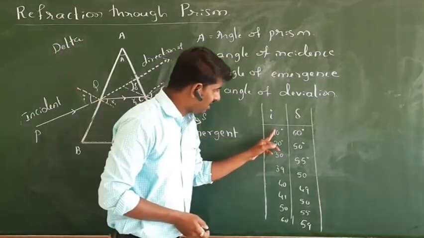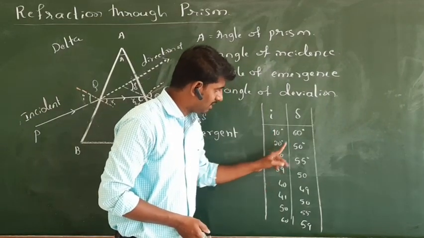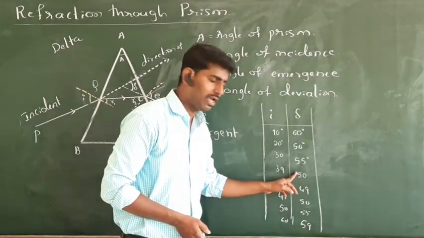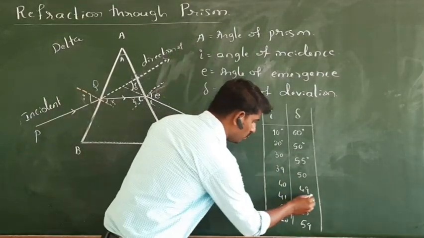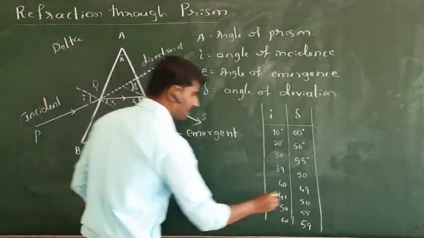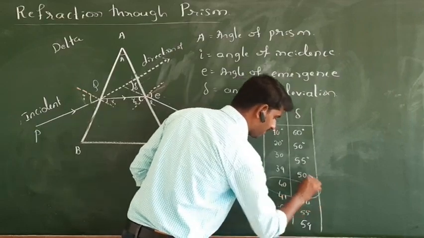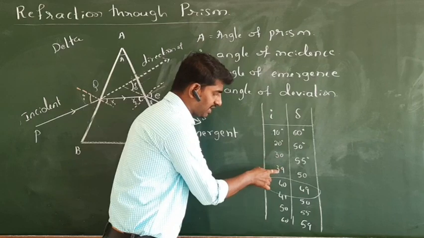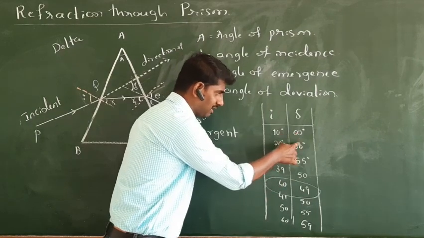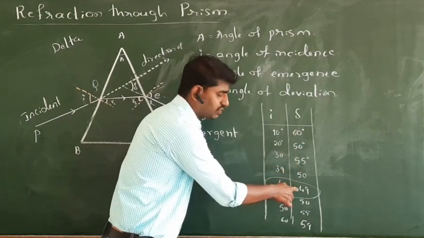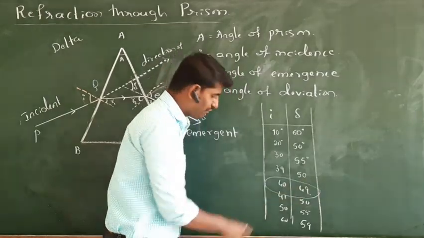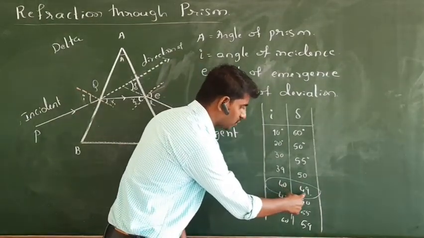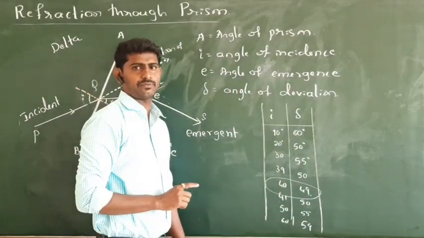Okay, and see here, as I increase the angle of incidence, the angle of deviation goes on decreasing. Up to what is it decreasing? Up to 49 degrees. So I increased from 10 to 20, 30, 39 and 40, and as a result the deviation is decreasing. The angle of deviation is decreasing up to 49.